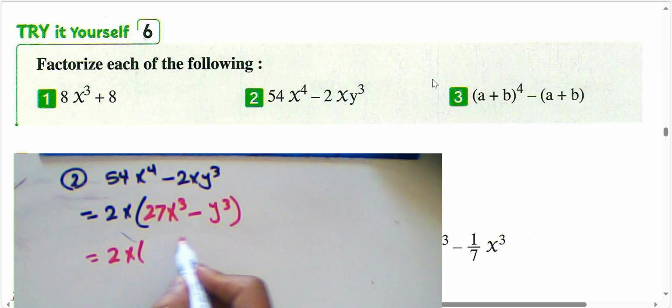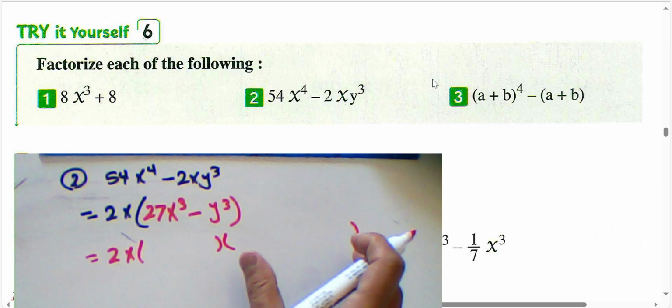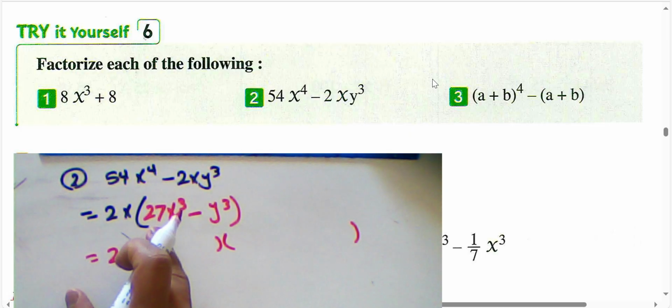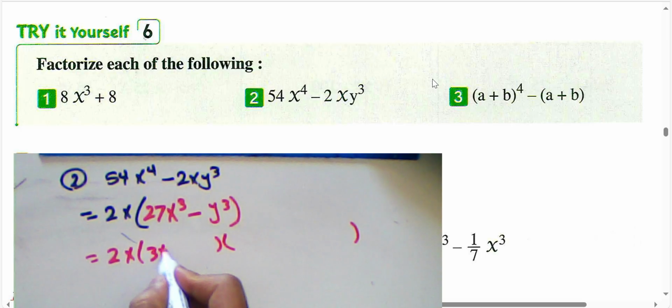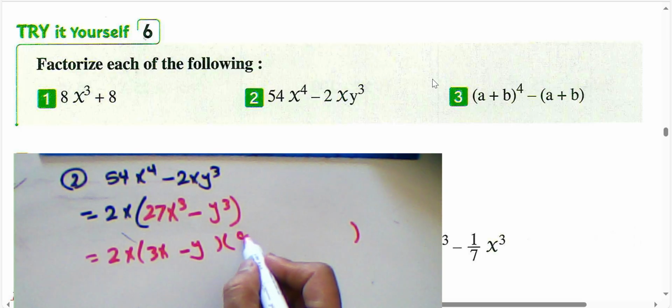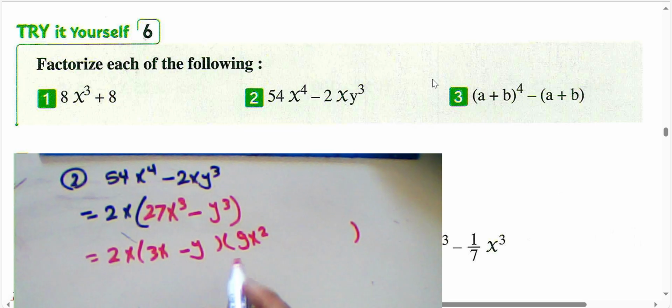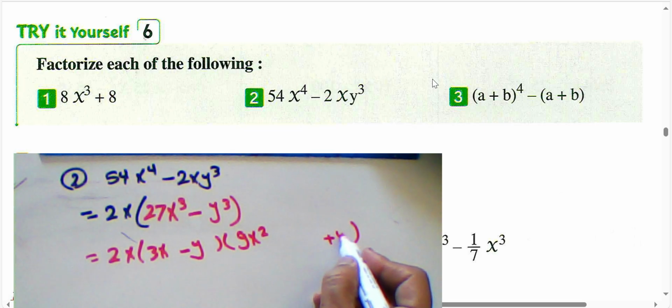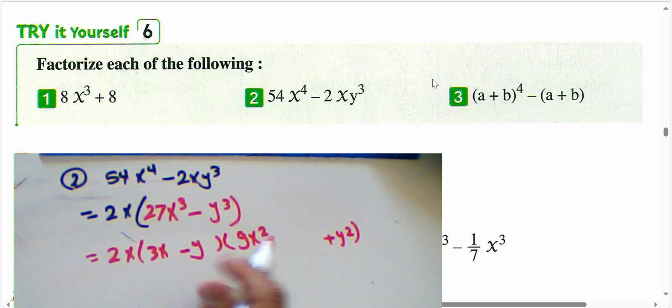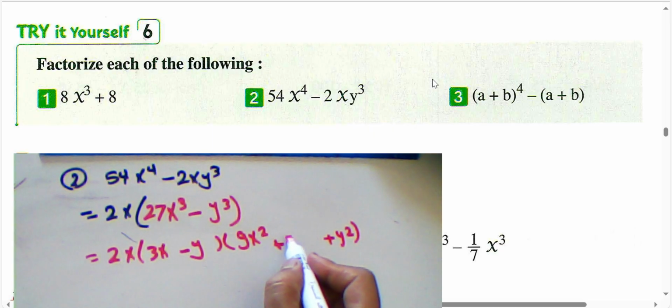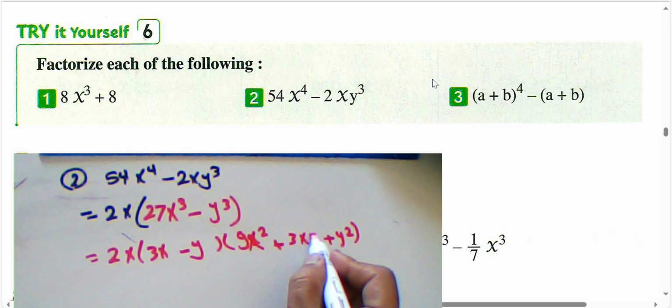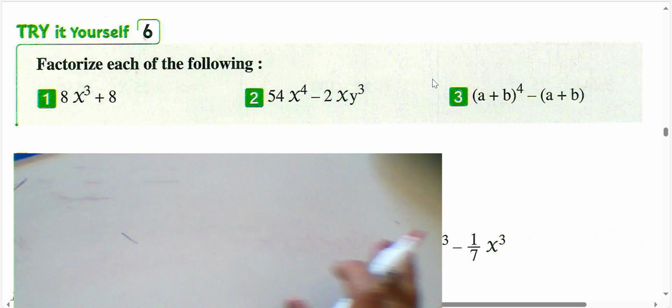You can factorize the expression: write small brackets and greater brackets. The cubic root of 27x power 3 is 3x, and the cubic root of y power 3 is y, and then 3x power 2 is 9x power 2, and negative y power 2 becomes positive y power 2, and in the middle write first times second, change the sign, it will be positive 3xy. Okay, that's question number 2.